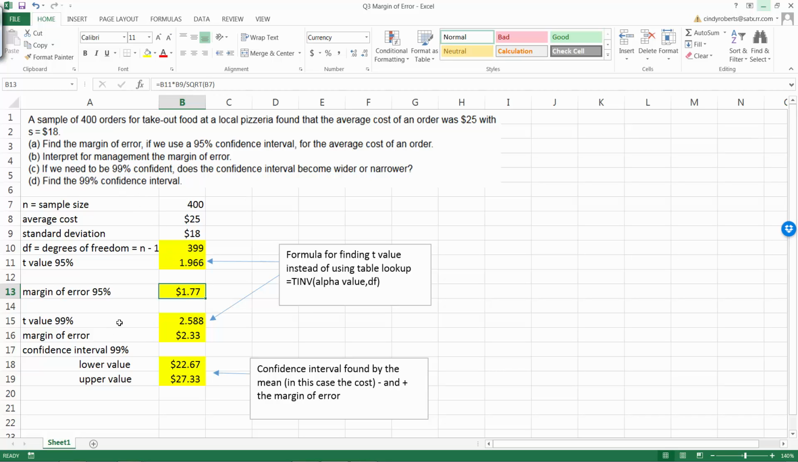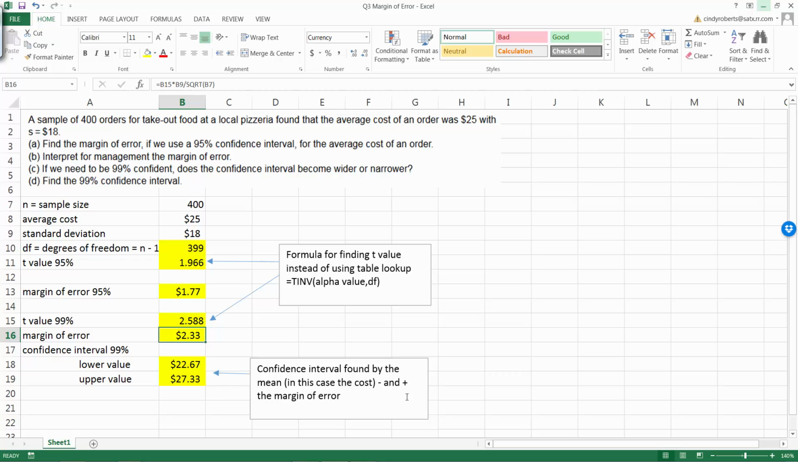Part C says, well, what if we want to change the confidence to 99%? Well, if we do that, all I have to do with my formula here is change my alpha from 0.05 to 0.01. Where'd 0.01 come from? 1 minus 0.99. And so now I have a new t-value that I can plug into my new margin of error, which once again is still the t-value, 2.588 times the standard deviation divided by the square root of the sample size. And so I have everything I need to find my confidence interval.